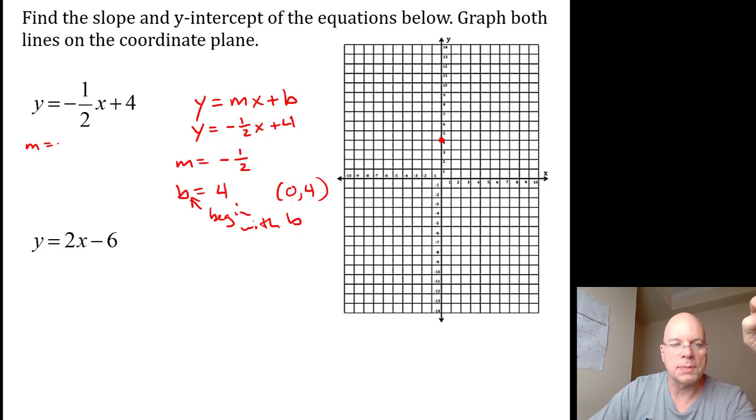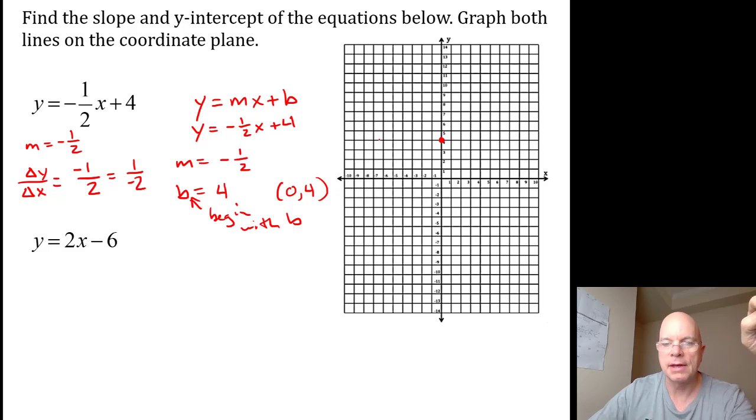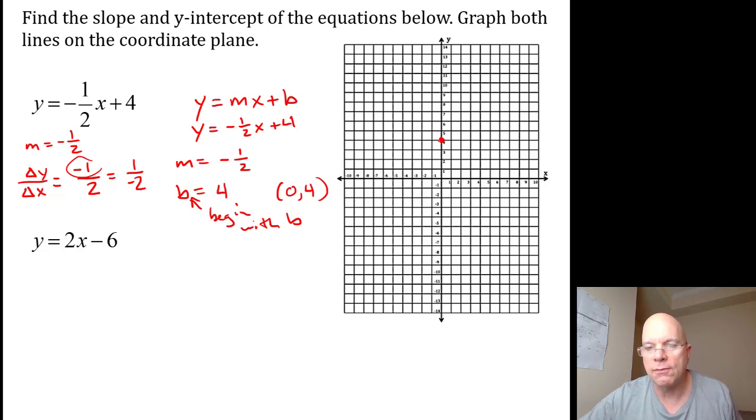If the slope is negative 1/2, and we know slope is delta y over delta x, then negative 1 over 2 is negative 1/2, or 1 over negative 2 is negative 1/2. From your beginning point, your b, your y-intercept, you can do negative 1 for change in y, down 1, and positive 2 for change in x. So down 1, right 2. There's a point on our line.